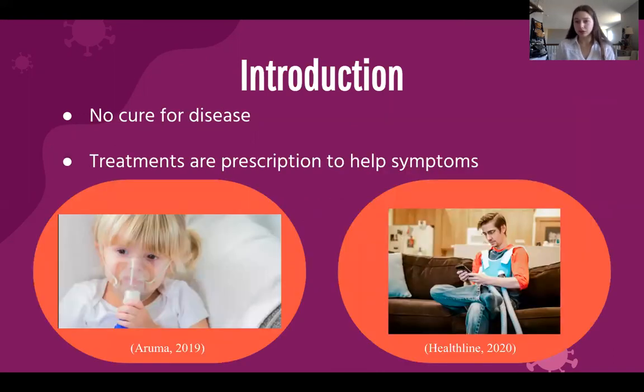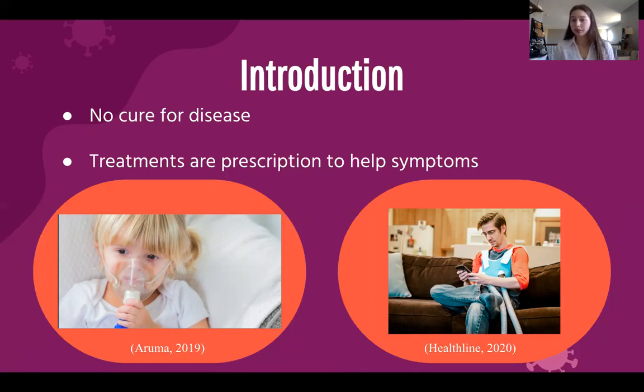Now, there are no cures for this disease yet. There is a lot of treatment and research going into things like gene therapy to try to find a cure for this disease and try to fix the improper protein folding. But for now, there are only prescribed treatments to help symptoms, such as antibiotics.